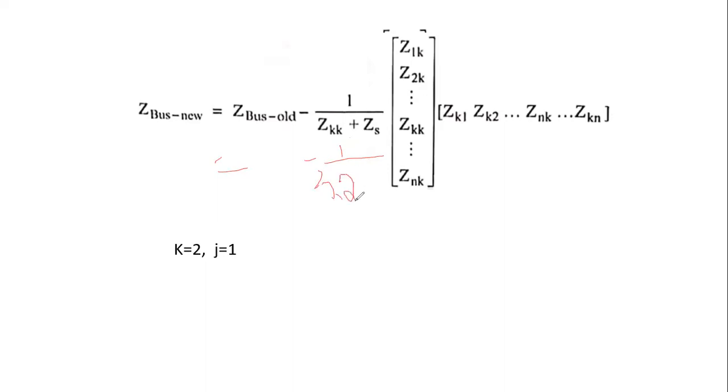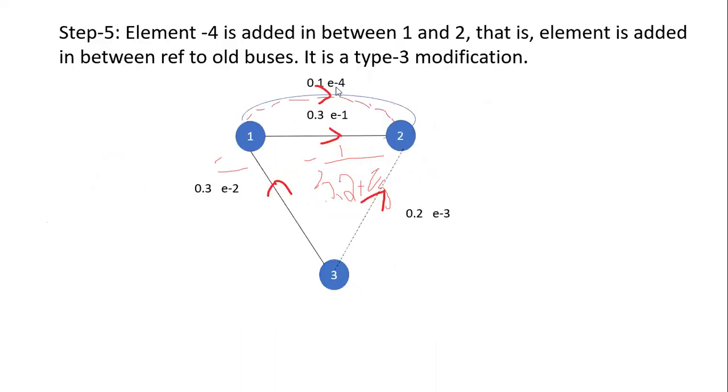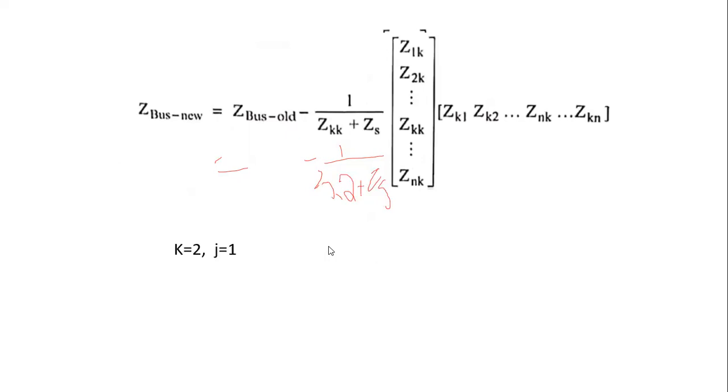Zkk, meaning Z22, plus Zs, is the element that will be added in step 5. Which element will be added? That is element 4. What is the value for that element 4? 0.1, that is the Zs value, into Z12. Taking 1 as the reference bus, therefore this is 0.